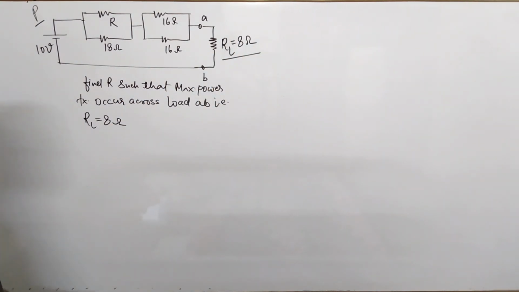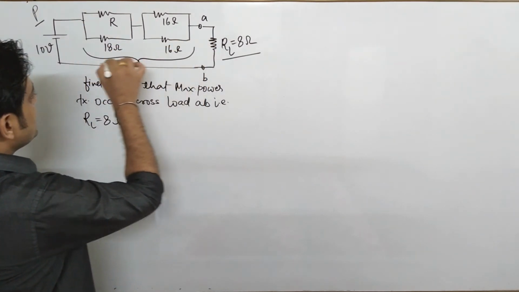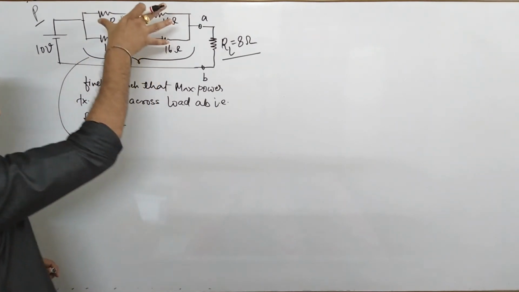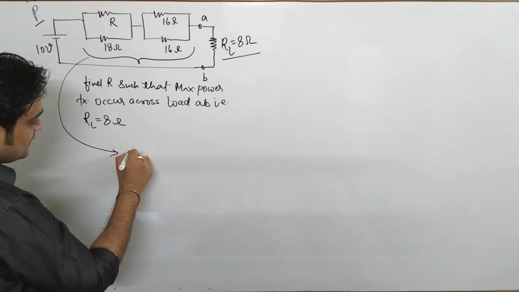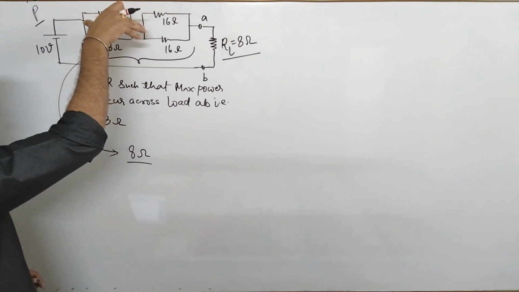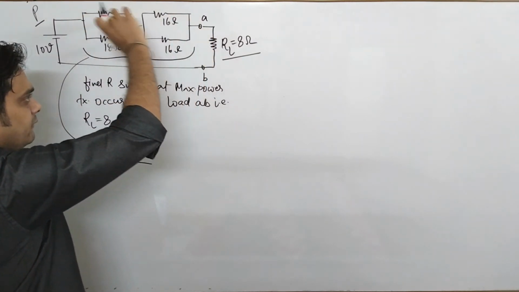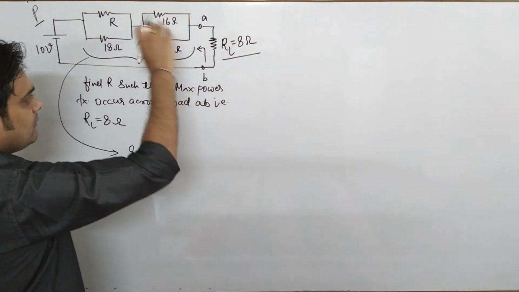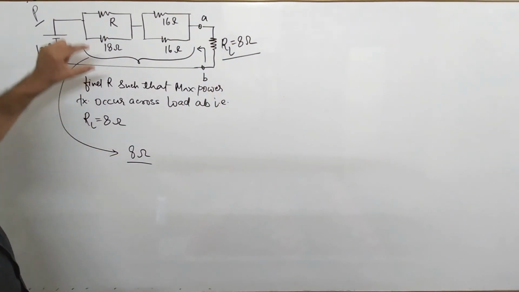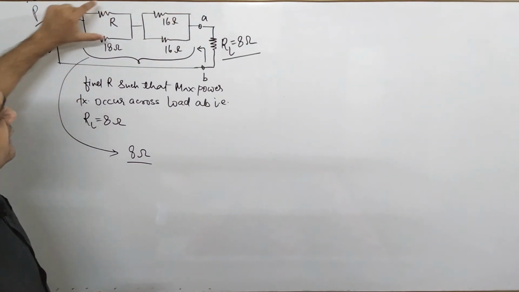So what does it mean? The meaning is, if the value of this entire resistance is 8 ohm, then under that condition only the network to the left of AB will deliver maximum power to the load RL equal to 8 ohm. So now the question comes to your mind, how will we find this value to get this entire value as 8 ohm?